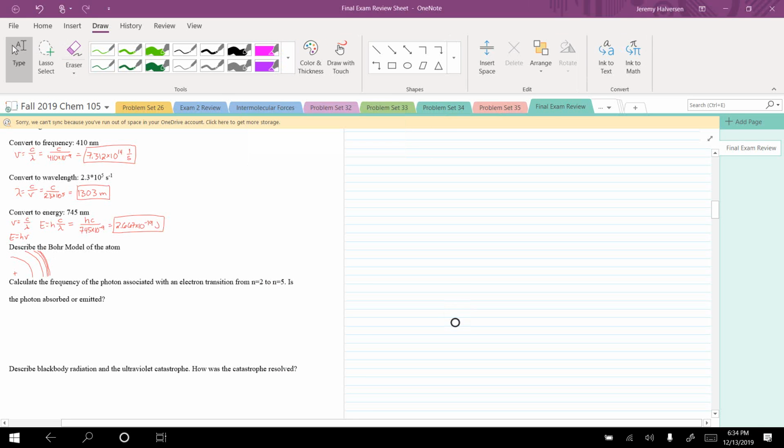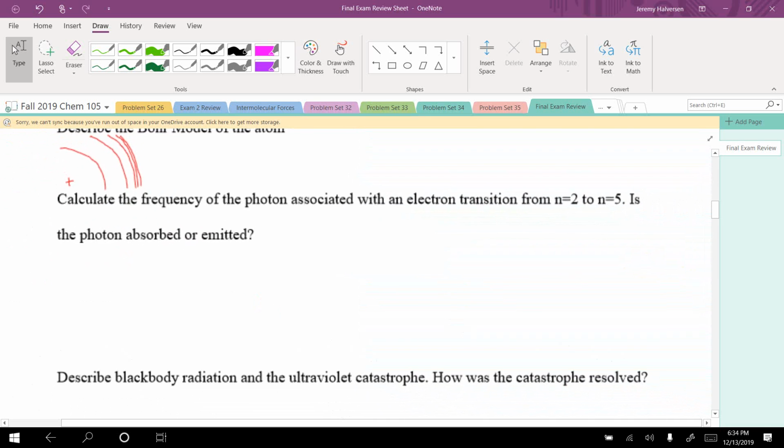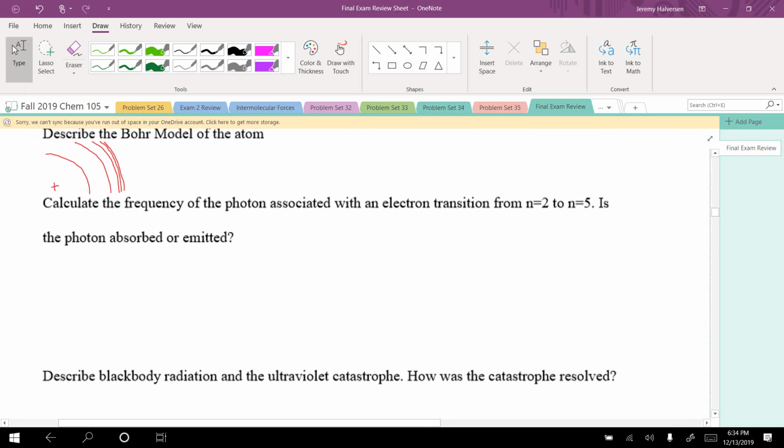There we go. Okay. So calculate the frequency of the photon associated with an electron transition from n equals 2 to n equals 5. Is it absorbed or emitted? Let's answer the second question first. Is it absorbed or is it emitted? It's absorbed. How do we know that? Because it's going from 2 to 5. You have to push it away from the nucleus, right? But it wants to be attracted to the nucleus, so you've got to put energy in to push it away from the nucleus. Does that make sense?